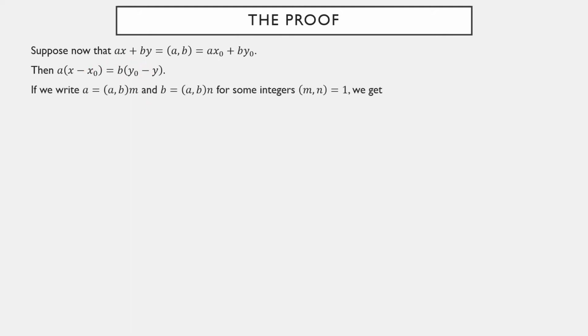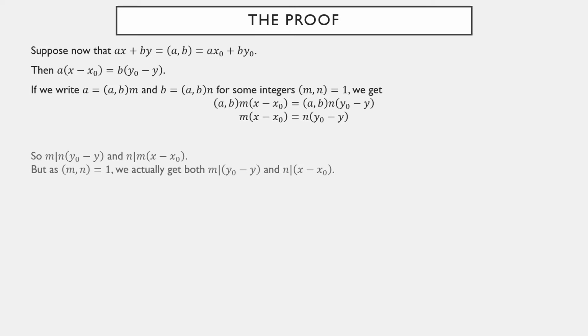Well, a and b are both multiples of their greatest common factor. So let's write that a is the GCD times m and b is the GCD times n. And remember, once you factor out the GCD, what's left behind must be relatively prime to one another. So the GCD of m and n must be 1. So a times x minus x naught is equal to b times y naught minus y, where we've replaced a with this product and b with this one. But now I can cancel out the shared factor of the GCD. So m times x minus x naught is equal to n times y naught minus y.